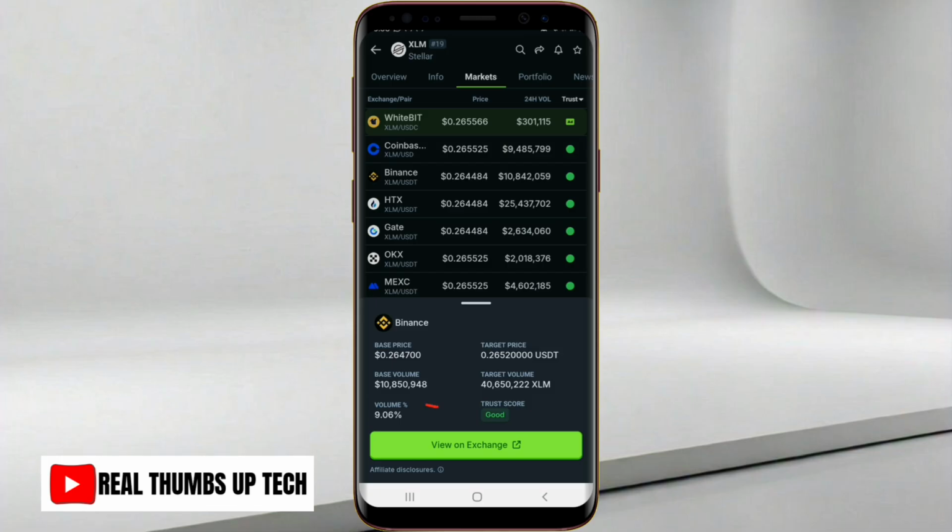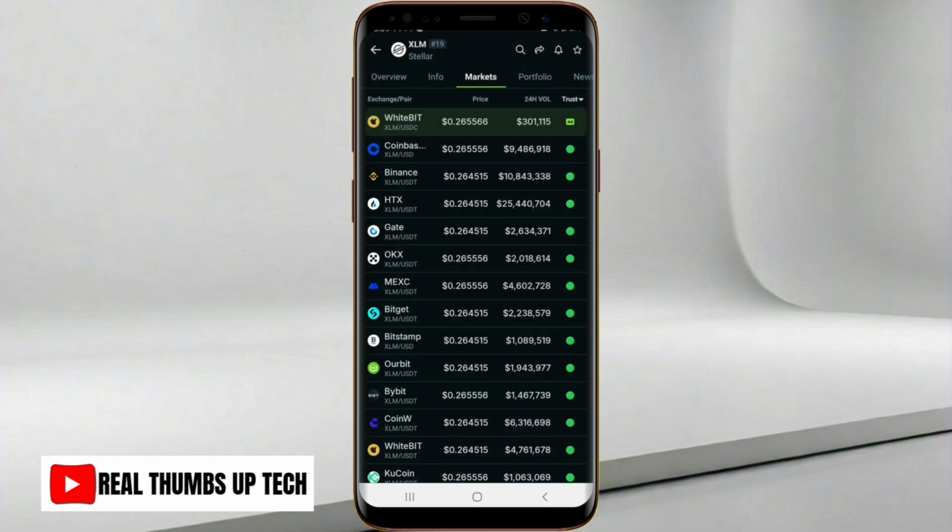Then we have the volume in percent. This shows how much trading is happening for that coin on a particular exchange compared to other exchanges. So this is what it means. And you can see the trust score, which means very good. So it is reliable on CoinGecko. CoinGecko finds it reliable.